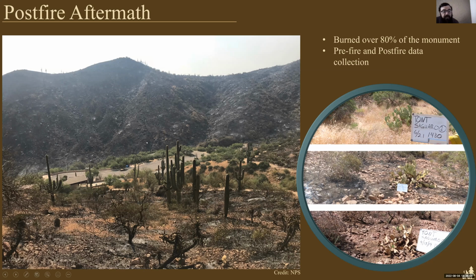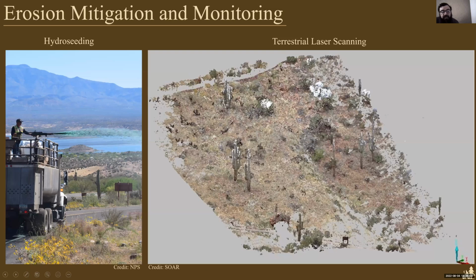So after the backburn, decision makers at the monument implemented what's called a BAR plan. It's a burned area emergency rehabilitation plan, which entails erosion mitigation and monitoring. For example, conducting hydroseeding along trails and roads and laying down erosion control blankets. They even use pretty advanced techniques with drones taking imagery and also terrestrial laser scanning with LiDAR to scan the slopes to see how they might change over time due to erosion.